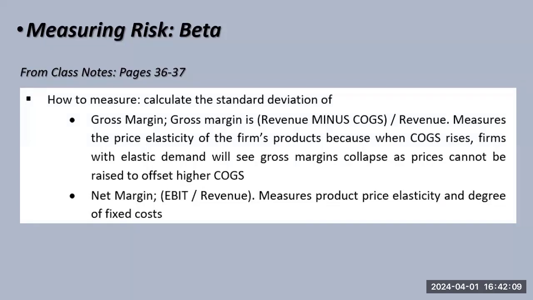Firms with elastic demand, they should see very volatile gross margins. When their cost of goods sold goes up, they can't raise their prices because it's going to cause them to lose too many customers.